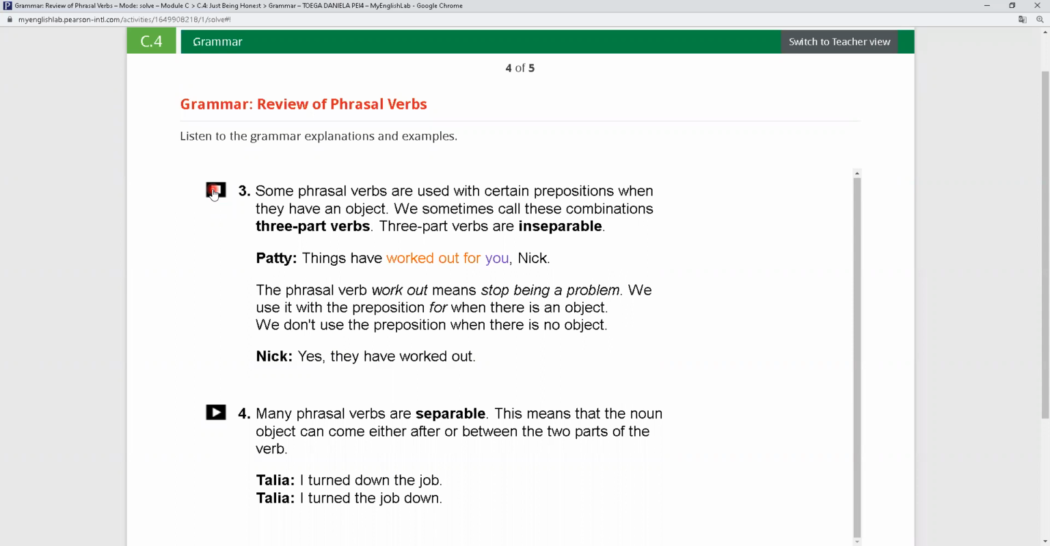The phrasal verb work out means stop being a problem. We use it with the preposition for when there is an object. We don't use the preposition when there is no object. Yes, they have worked out.